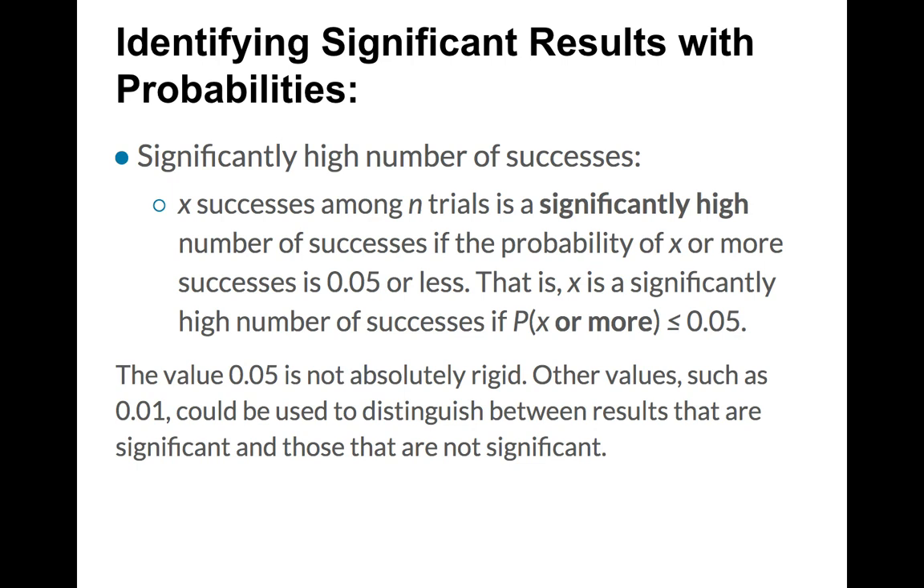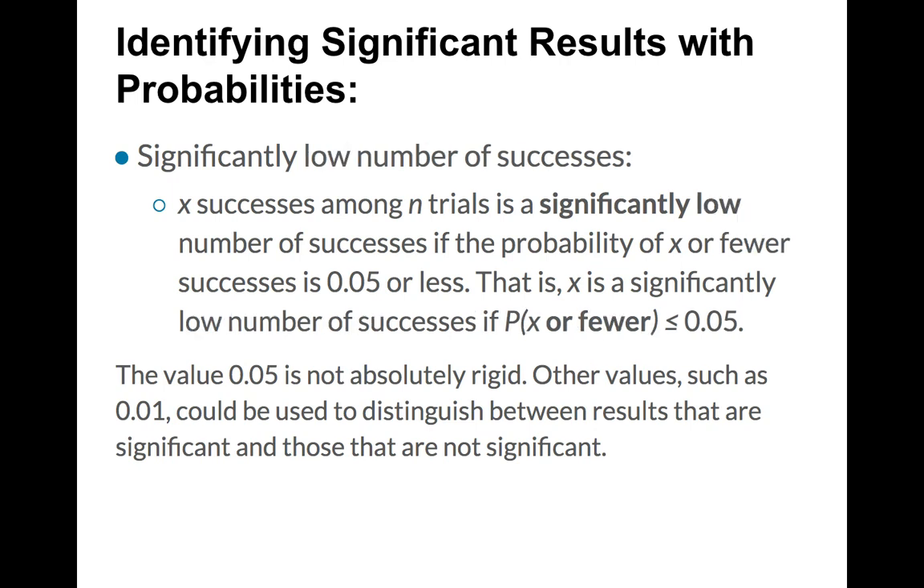Okay, and remember this 0.05, just like before, 0.05 is an arbitrary number. It's a pretty standardized, general thing, but depending on what scenario you were in, you may want to increase it or decrease it depending on what you're looking for, if you want to be more or less rigid. So very simply put, the probability of X successes or more, so that means we're including X in there, has to be less than or equal to 0.05 for something to be significantly high. Significantly low is just the exact same thing, but instead of X or more, it's X or fewer. So getting less than or equal to X successes in our trials.